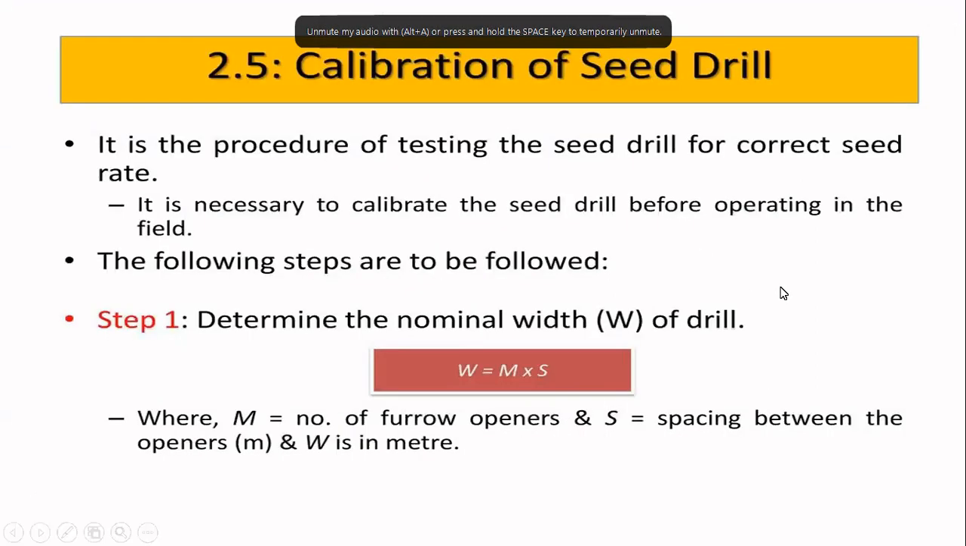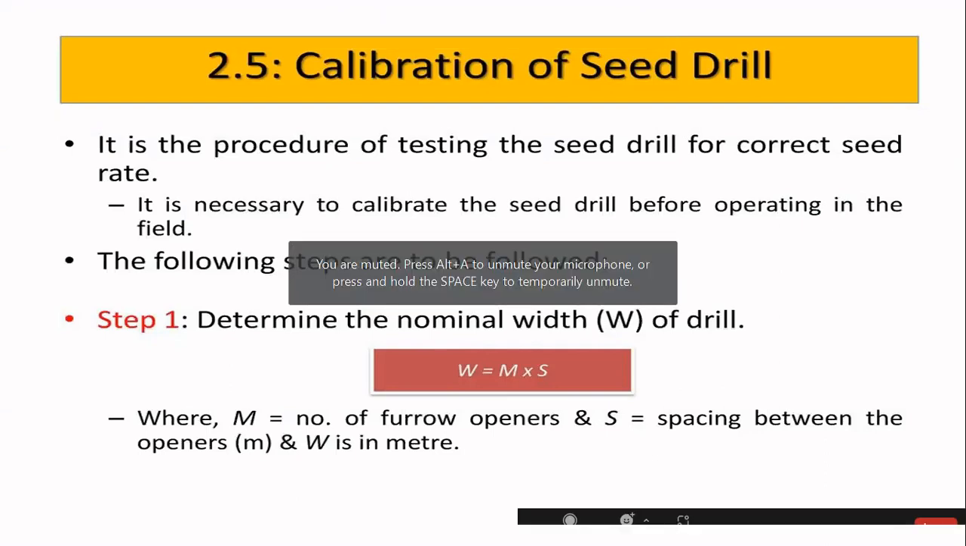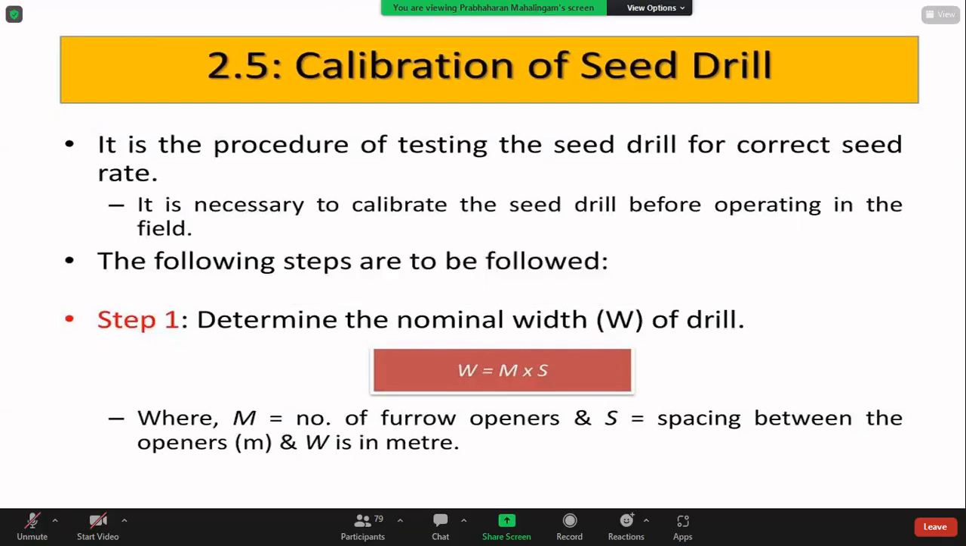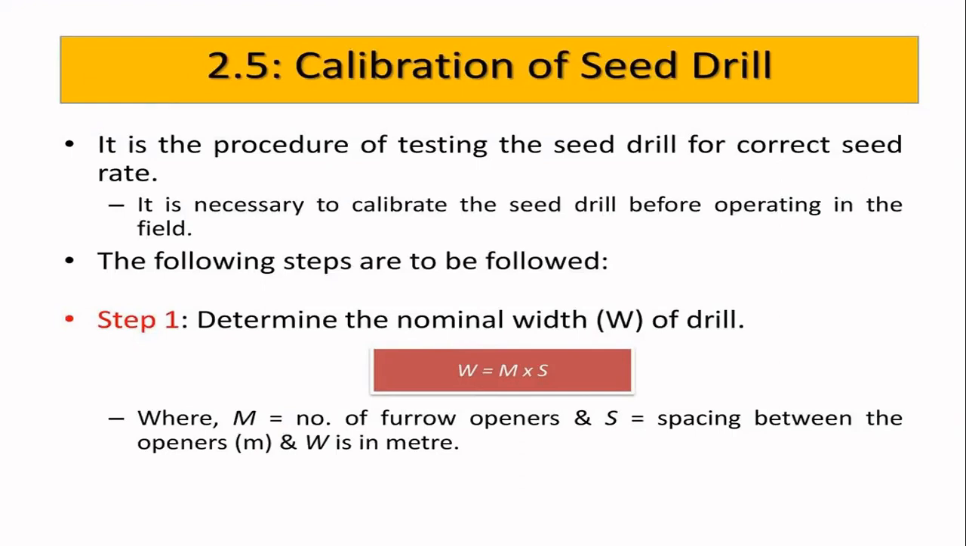Very simple. Determine the normal width of the drill. How much width should the seeder have? I told you the seeder has one seed tube or one furrow opener, and it can have 3 or 4 or 5 like that. So when your furrow openers are 3 or more, how can you calculate the width of the drill? How much width will it cover in one operation?